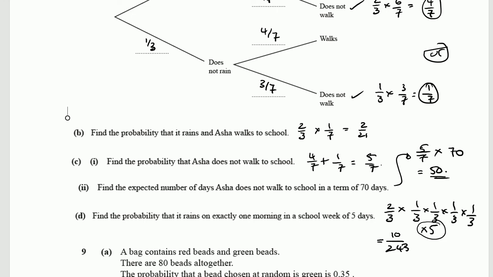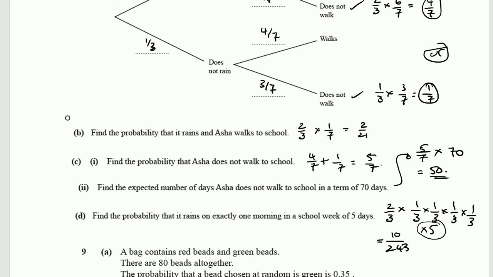So once again, I'll explain. Working out the probability that it rains on Monday, that will be 2/3. It would then have to not rain the rest of the week. That means I've got to times by 1/3 4 times. Of course, you could write this as 1/3 to the power of 4. But that's only the probability that it rains specifically on Monday.